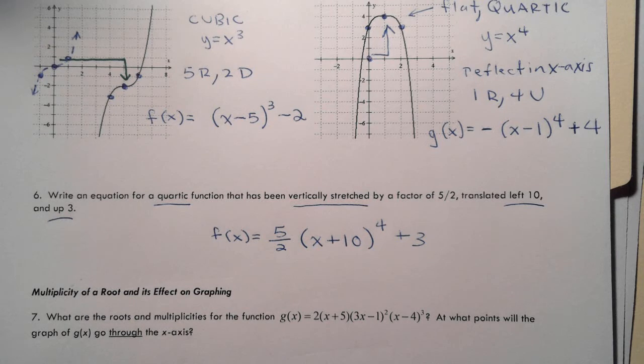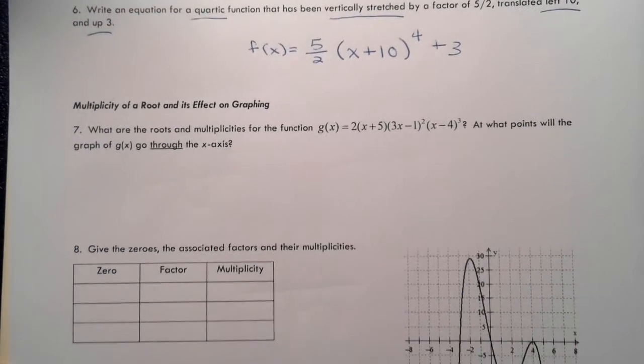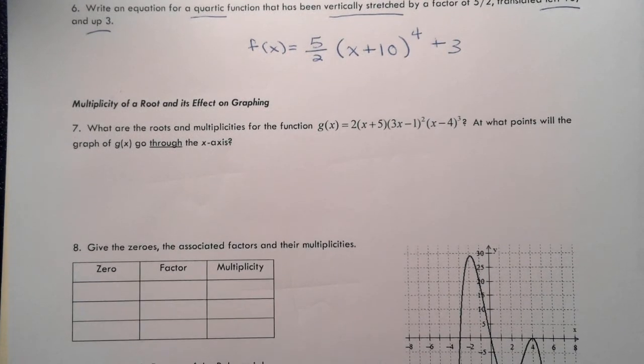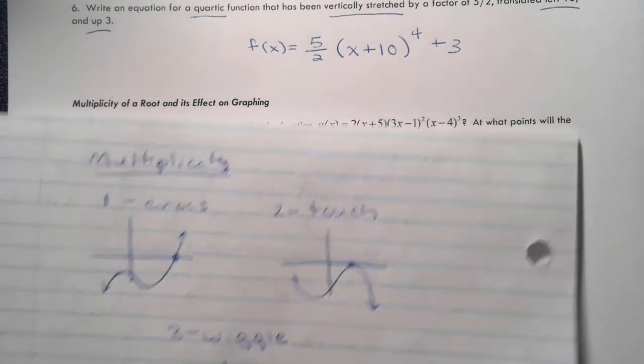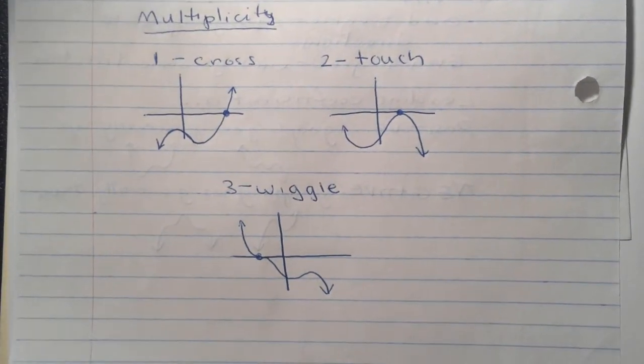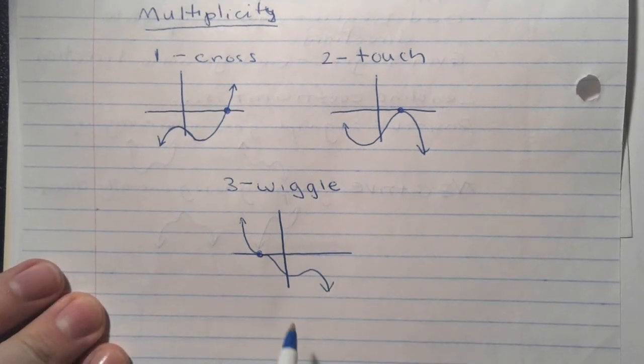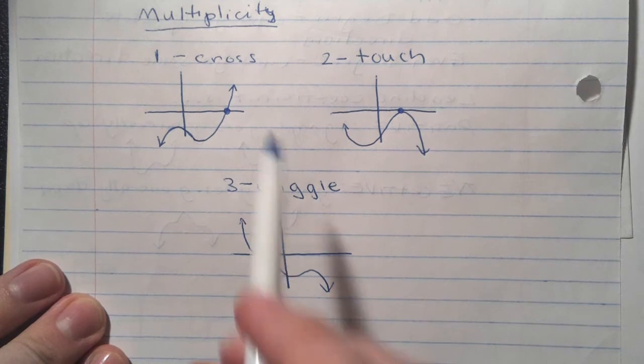Now the next topic that's on here is multiplicity. Let's remind ourselves how multiplicity works. Now we'll talk about how to find multiplicity when we deal directly with this, but let's remember what multiplicity's effect on graphing is. If I have a root whose multiplicity is 1, 2, or 3, I can predict pretty well what the graph looks like near that point.